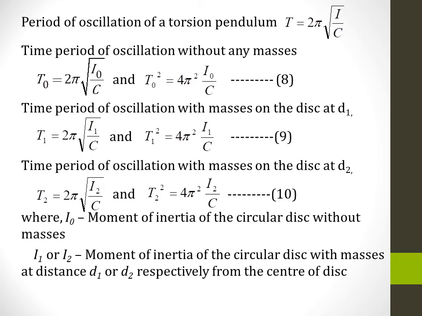We have certain terms here, I0, I1 and I2. First of all, I0 is the moment of inertia of the circular disc without any cylindrical mass placed on it. I1 or I2 is the moment of inertia of the circular disc with the masses at distance d1 or d2 respectively from the center of the disc.